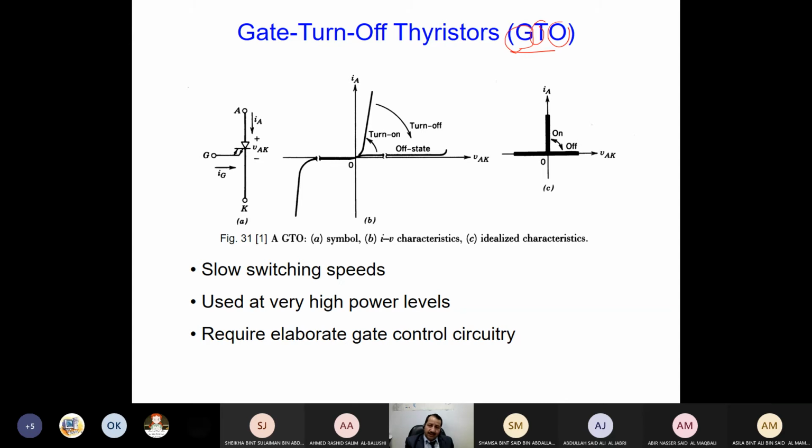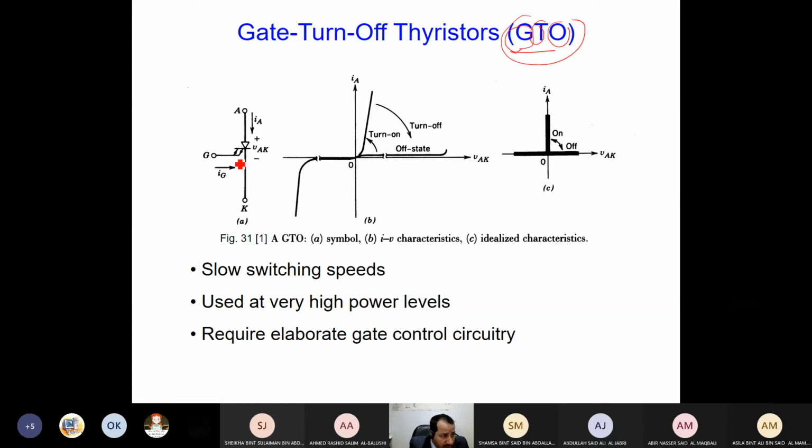But in some applications you need to specify the required time to be off and the required time to be on. As an example, in DC circuits, the voltage will not be reversed. It's all the time in the forward direction. So what should we do? We use this type of thyristor, which is called gate turn off thyristor.